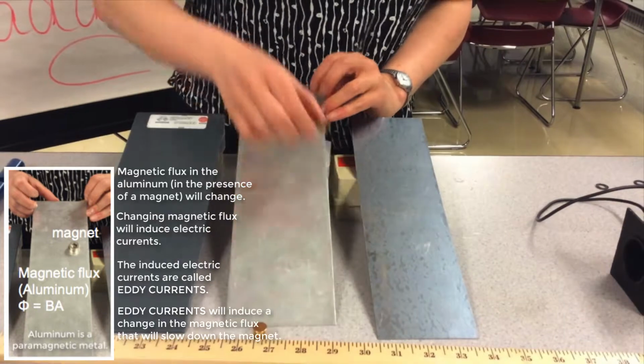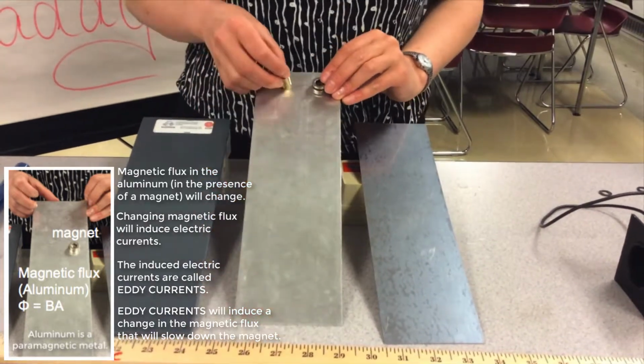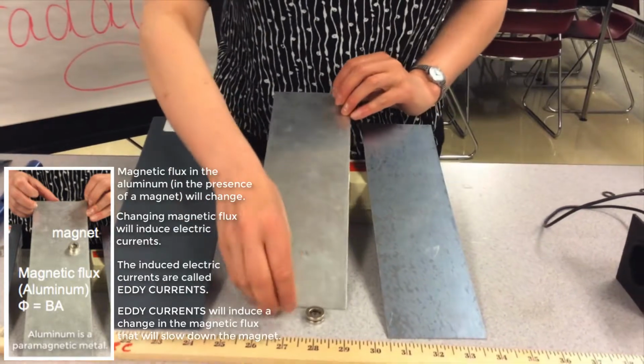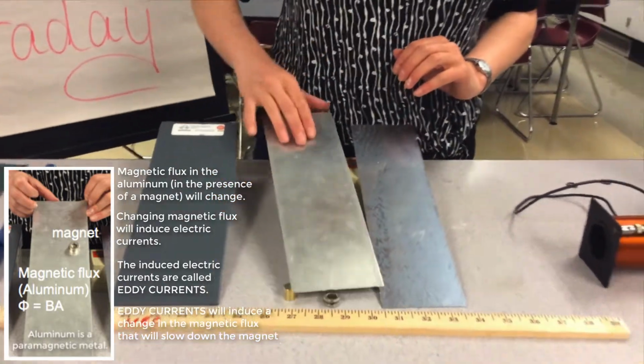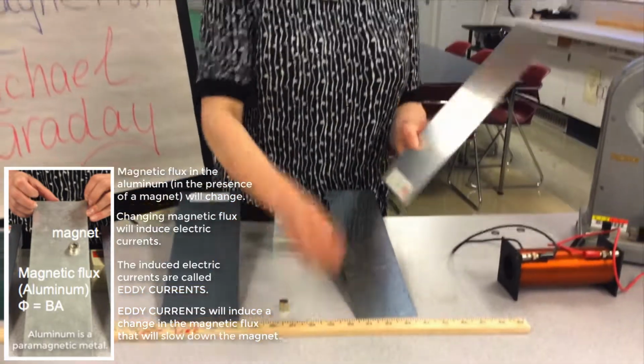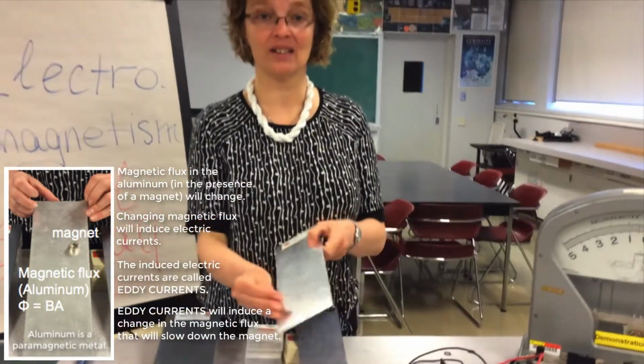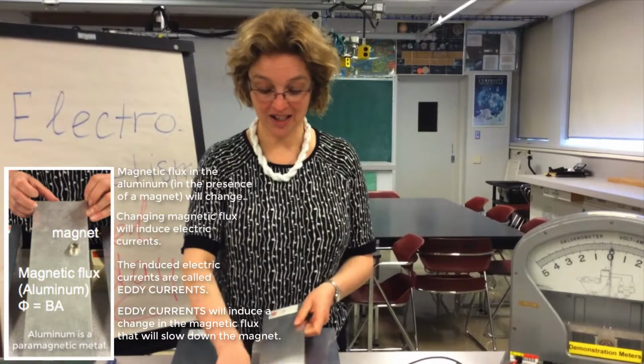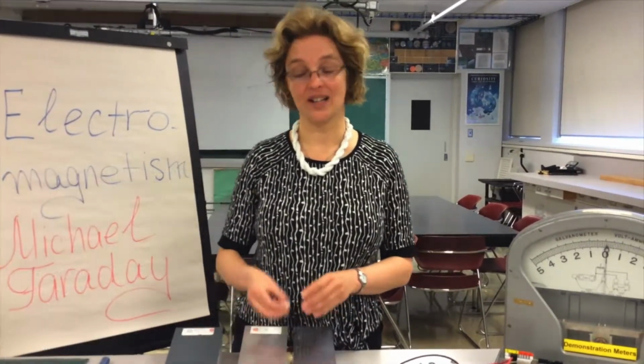Once again. You can see how slowly the magnet is moving across the aluminum, and yet aluminum is a non-magnetic material. The magnet is not stuck to it, yet it slows down extensively.